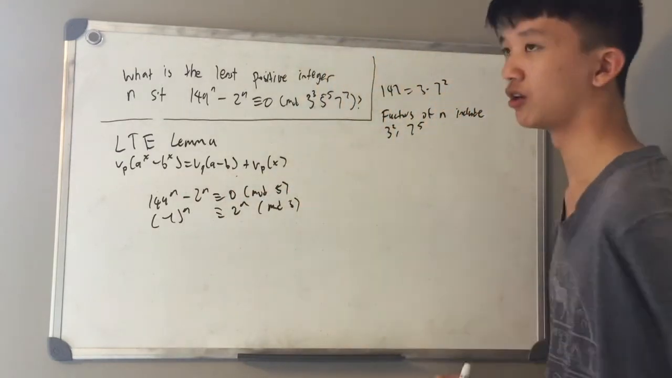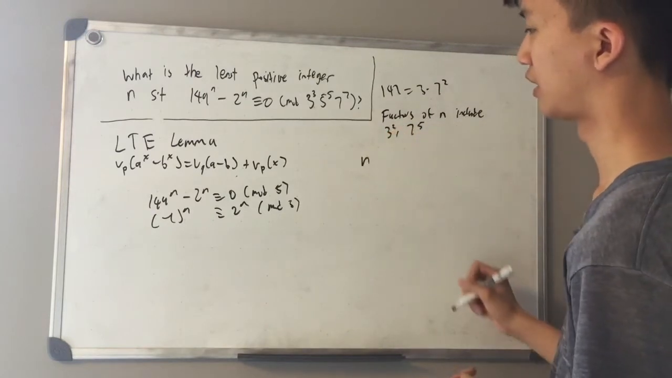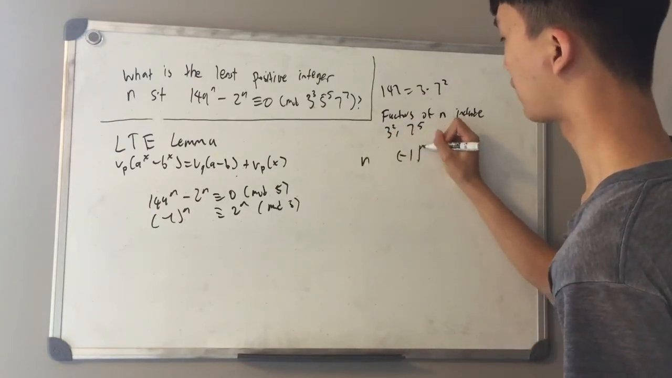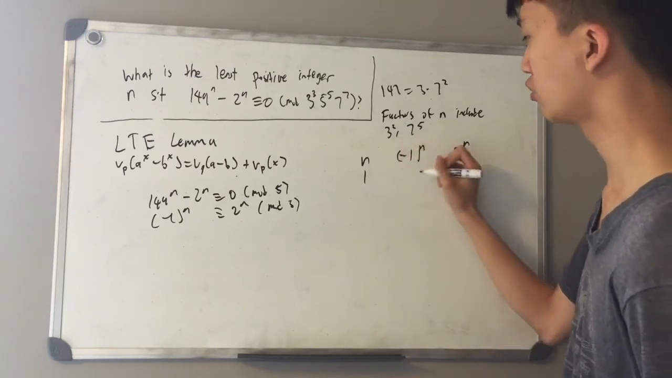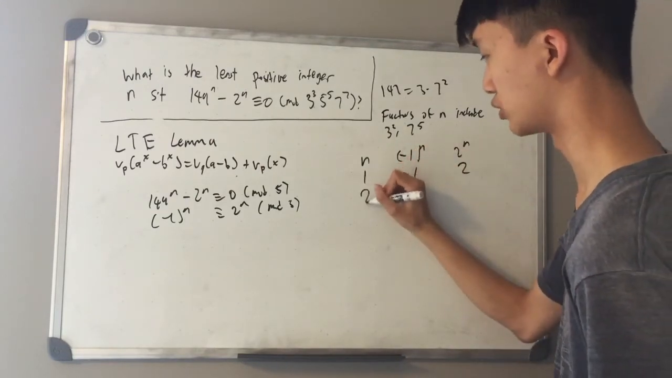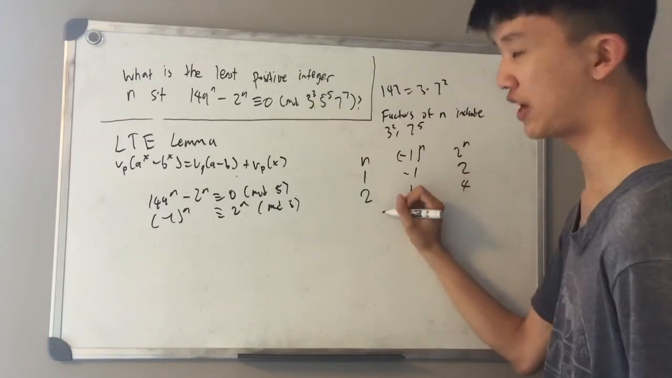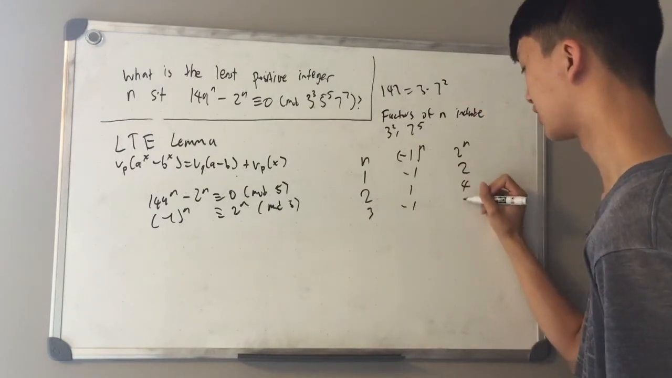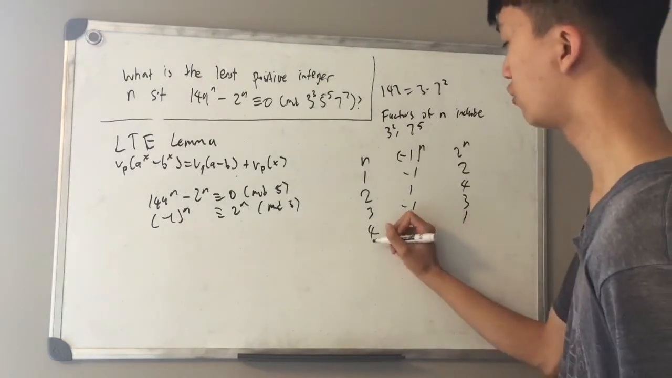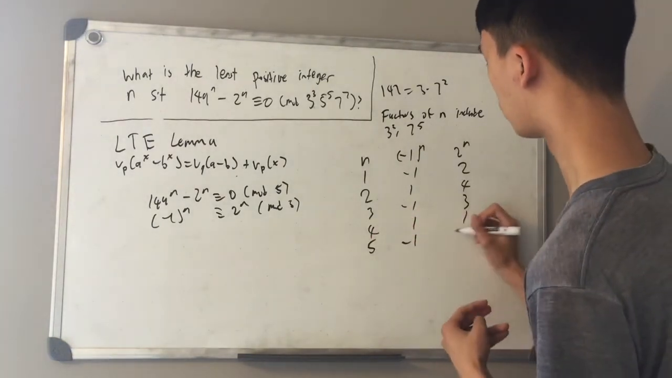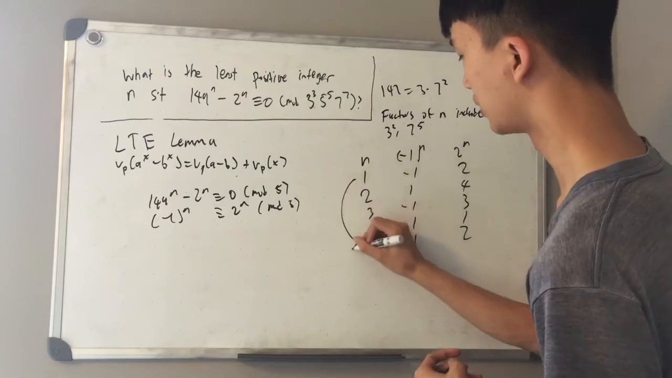So now let's make a table here. Let's look at values of n, and also values of negative 1 to the power of n mod 5, and 2 to the power of n. So if n is equal to 1, we have negative 1 and 2. If n is equal to 2, we have 1 and 4. If n is equal to 3, we have negative 1 and 3. If n is equal to 4, we have positive 1 and 1. And also, for n equal to 5, we have negative 1 and 2. And so this cycle does continue.